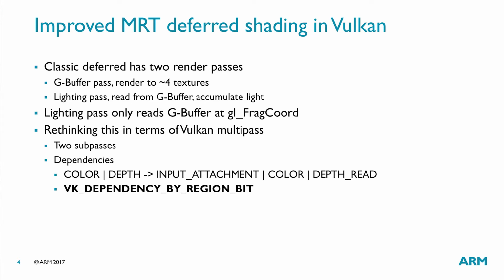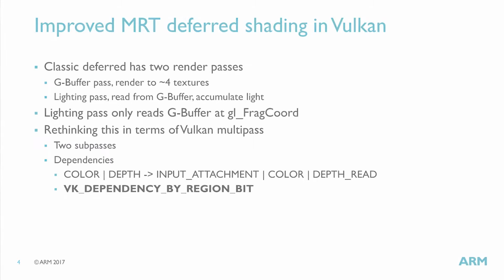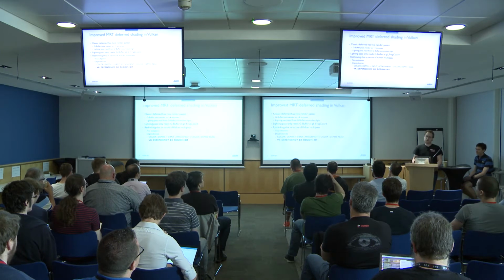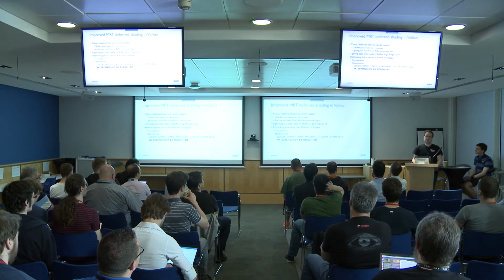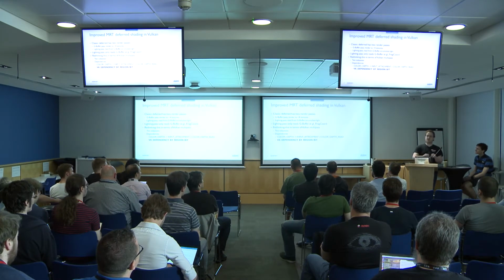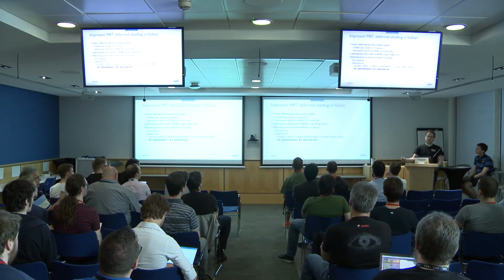So to summarize classic deferred shading, you have a lot of textures. You will render to, let's say, 4 textures or something like that. You go into a lighting stage where you're rendering to the light accumulation buffer and you're reading a lot of textures as inputs. And that's fine. That's how things have been done for 10 years, at least. But the interesting point is that when you're doing the lighting, you're only going to read the gbuffer at gl_FragCoord. Basically, the same pixel you wrote in a gbuffer is the same pixel that will enter the lighting stage.